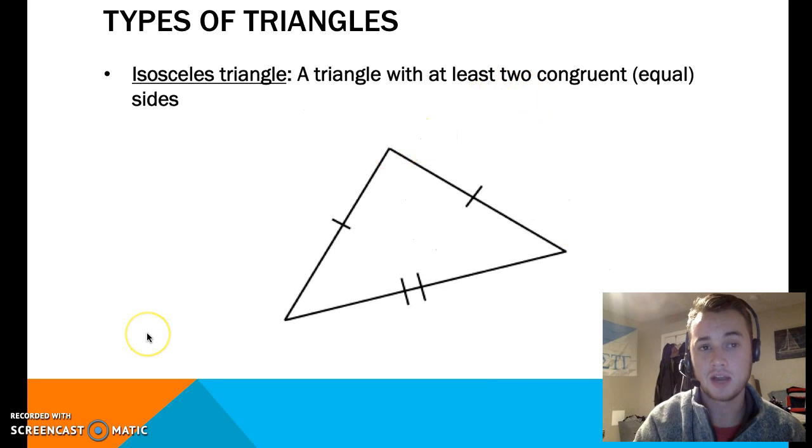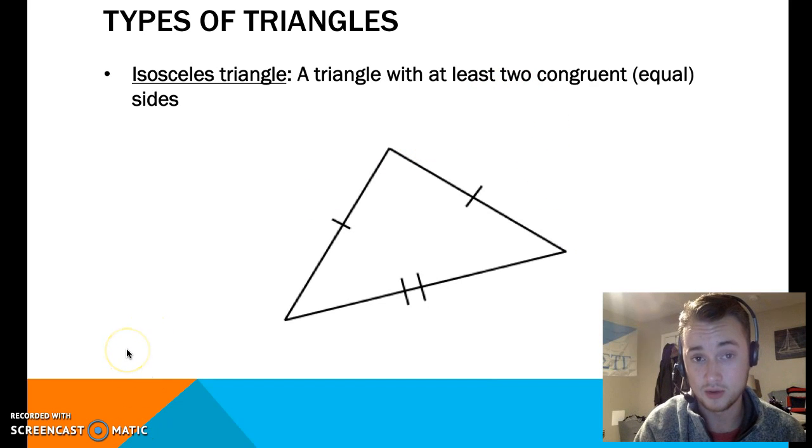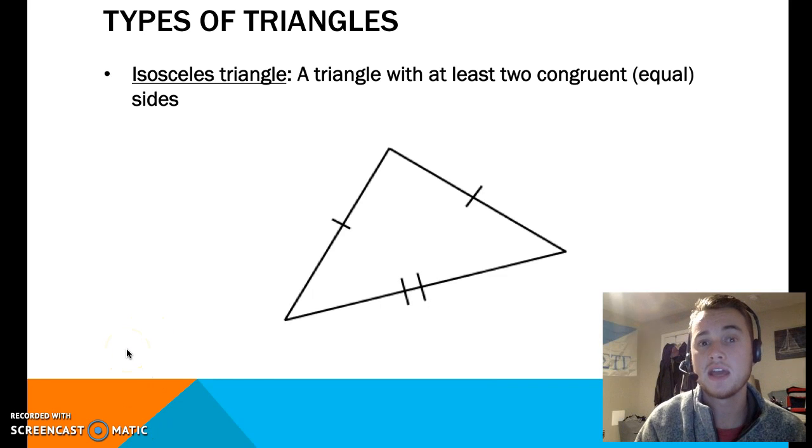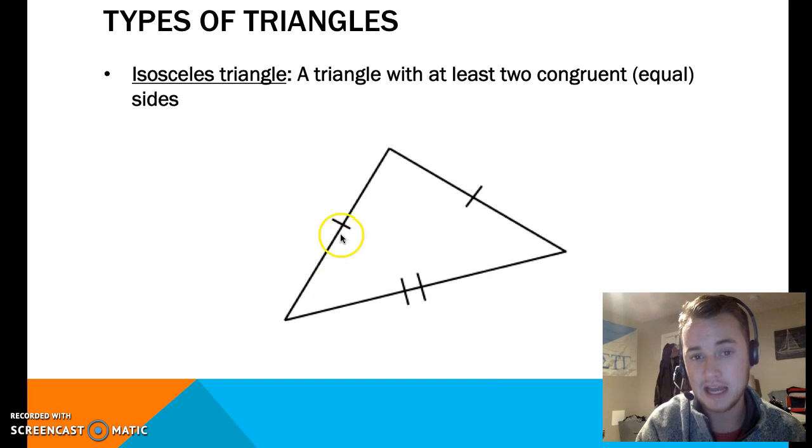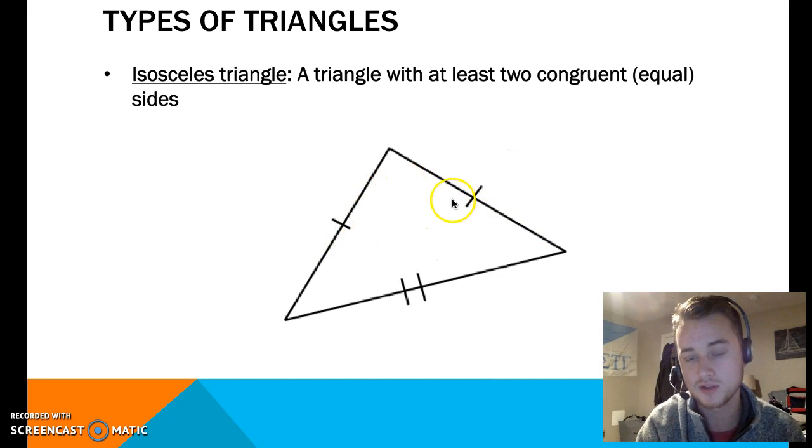So another type of triangle is an isosceles triangle. An isosceles triangle is a triangle with at least 2 congruent sides. Remember, congruent means equal. So a way that we can see that is we have these marks here. Remember, the marks tell us that the sides are equal. So we know that these 2 sides are equal, or congruent, because of the marks that are on them.